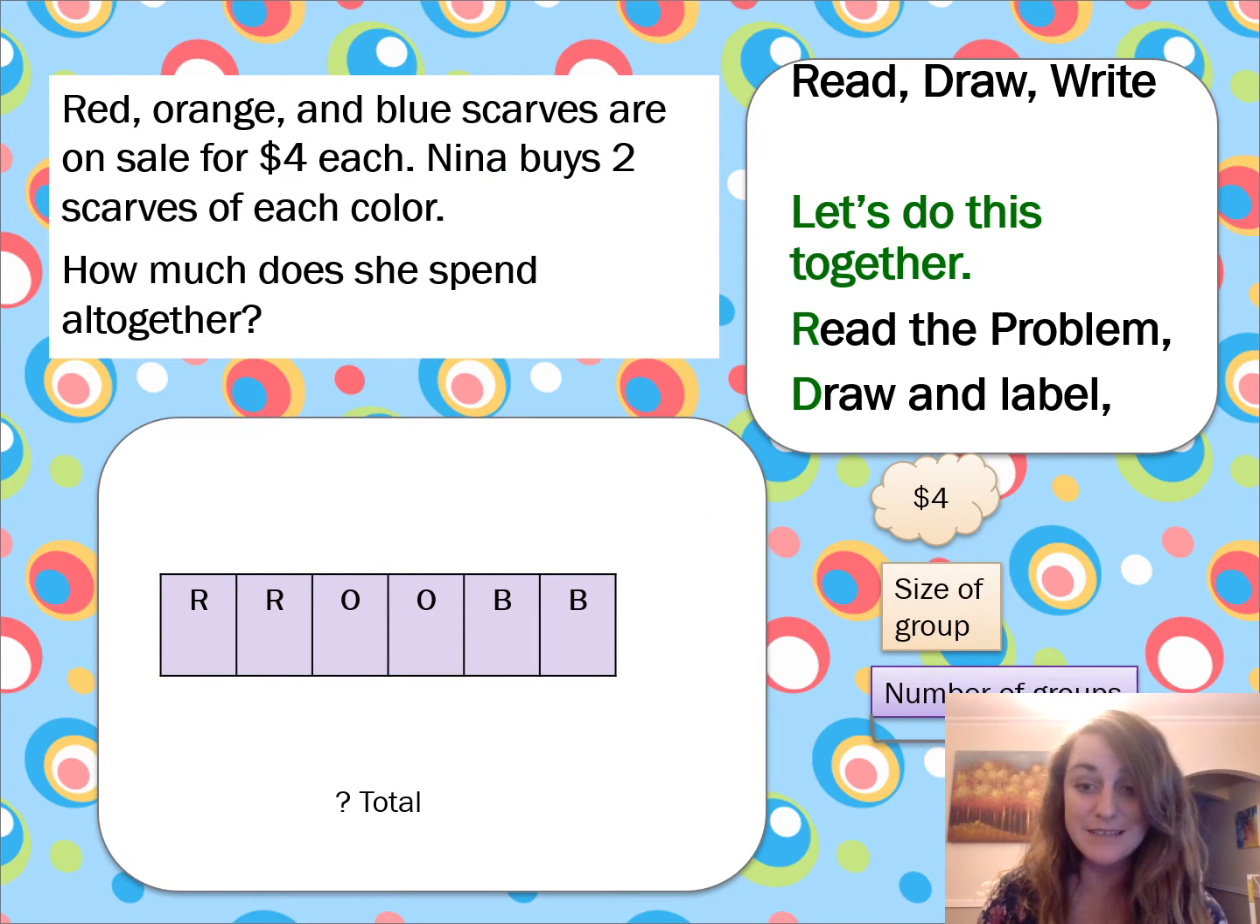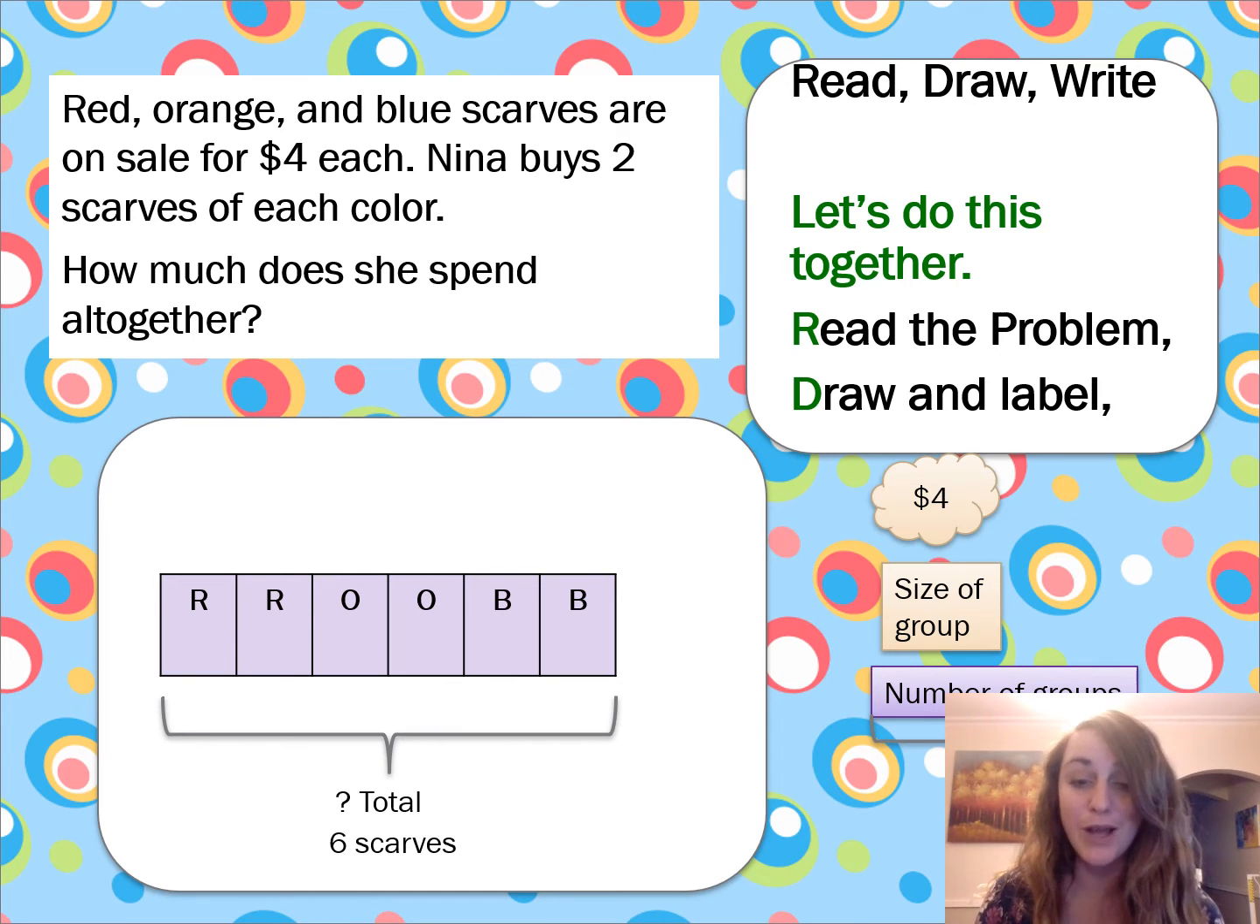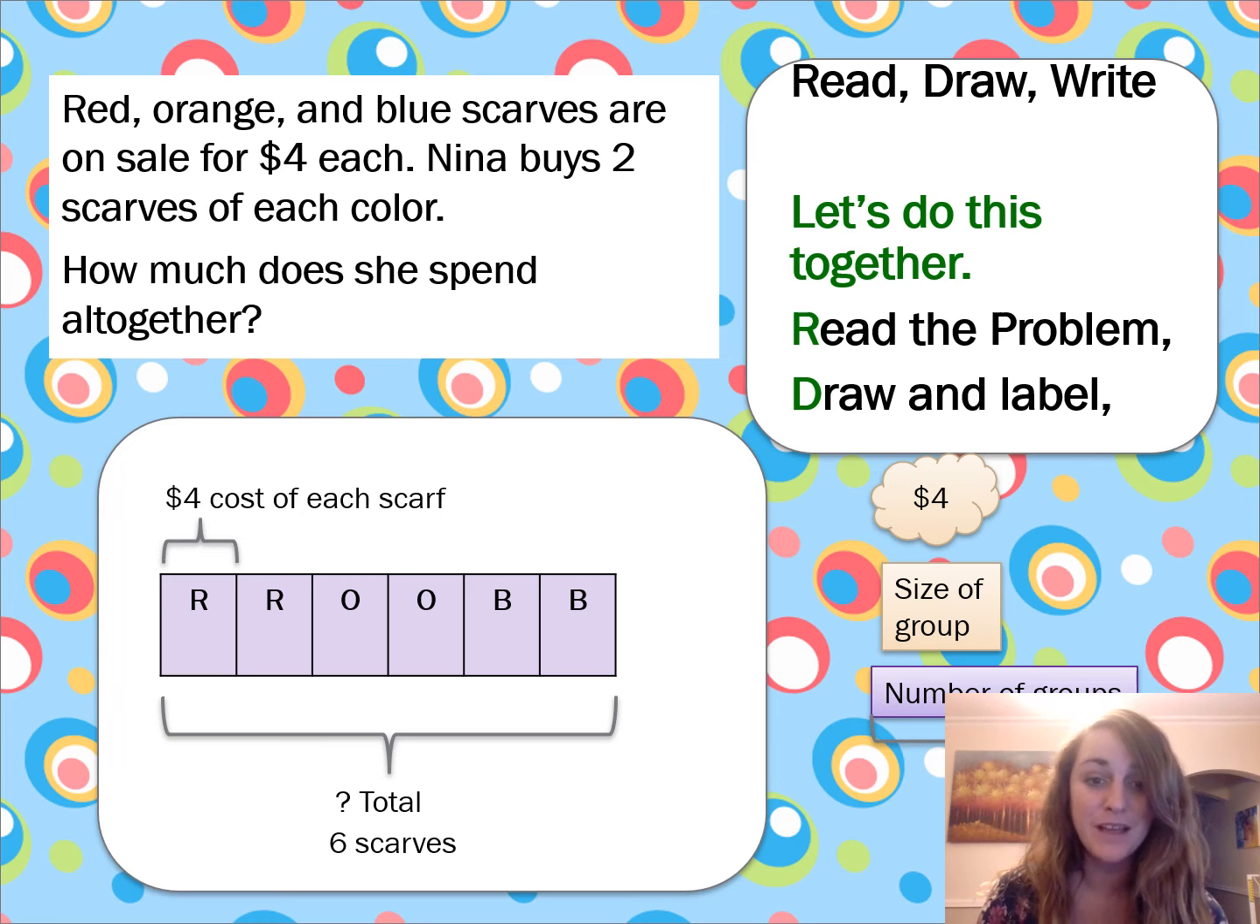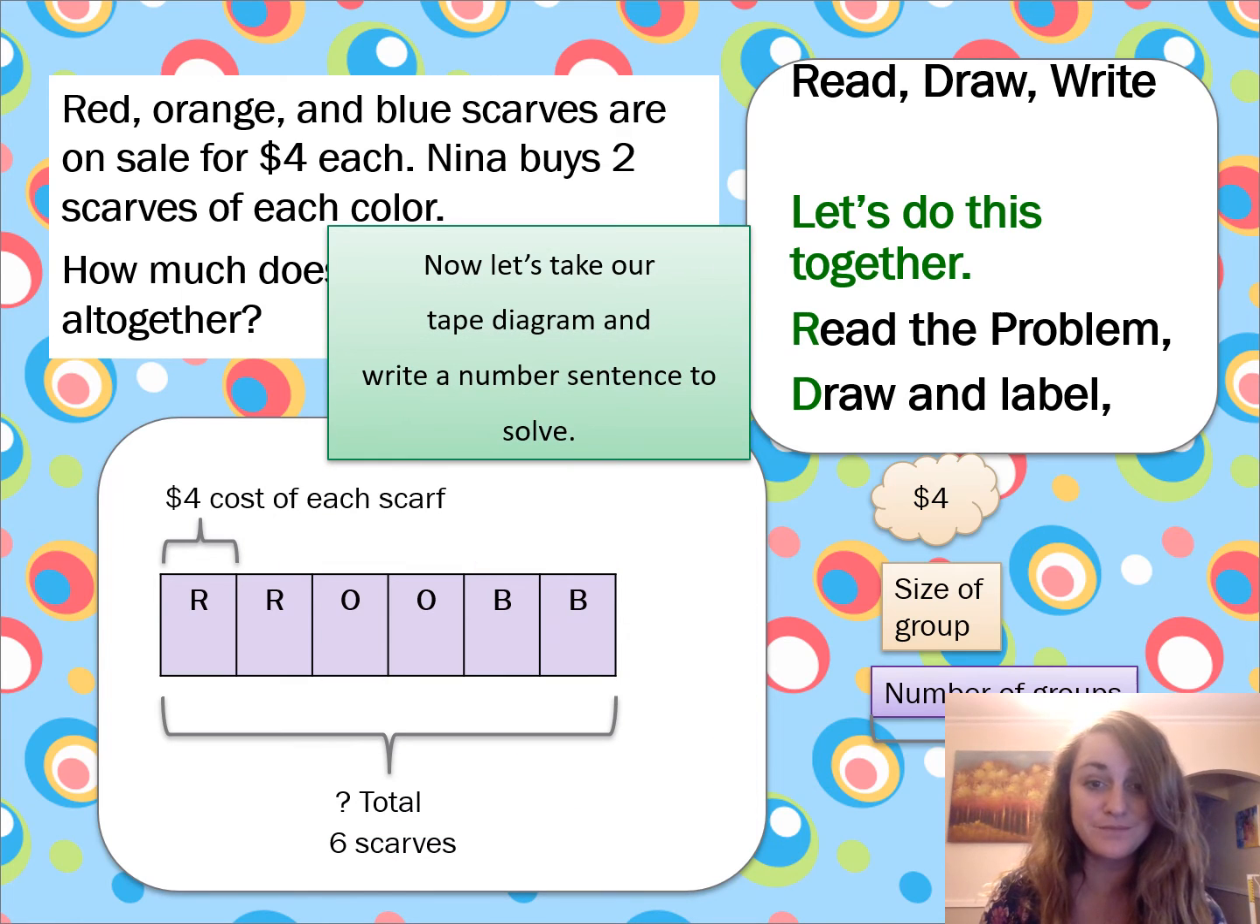So let's draw a tick diagram. Pause the video if you need time to write this down. The total is the unknown, so that's where I put my question mark. I also marked that there are 6 scarves. I even color-coded which ones are which. Each scarf costs $4, so our second label shows that known information.